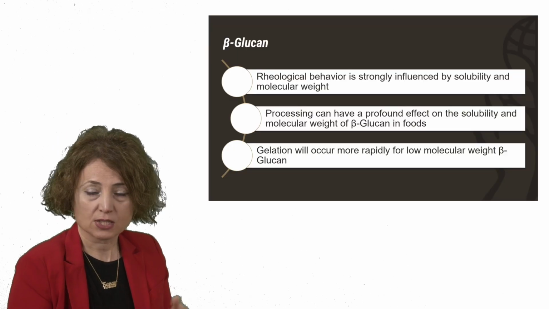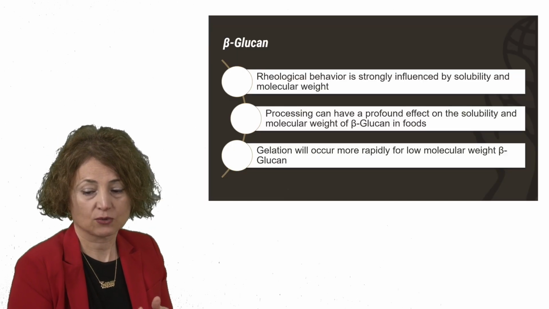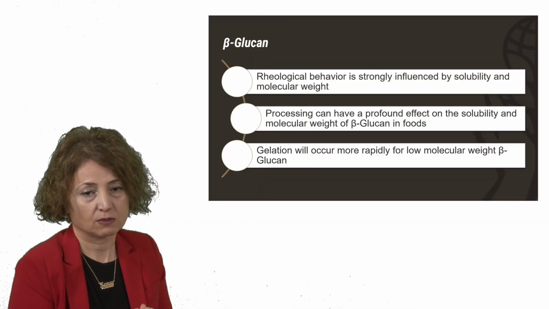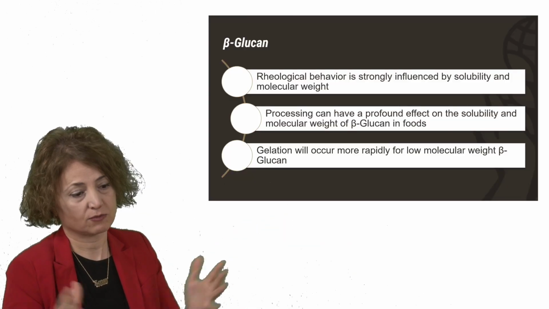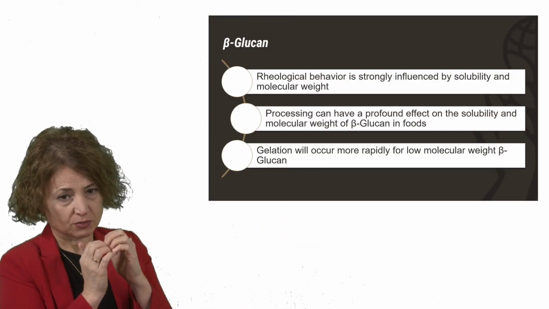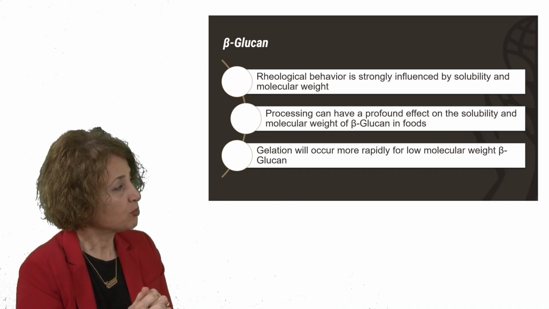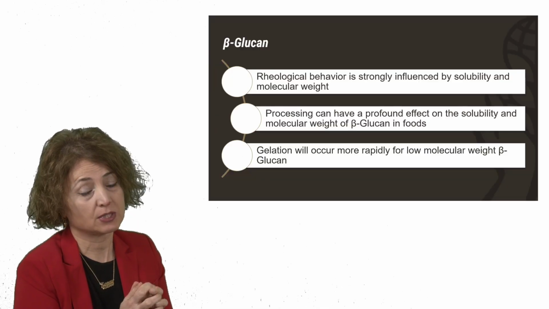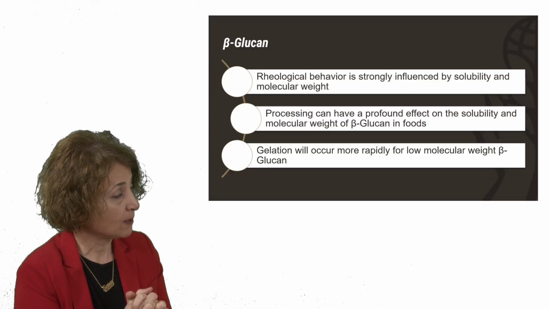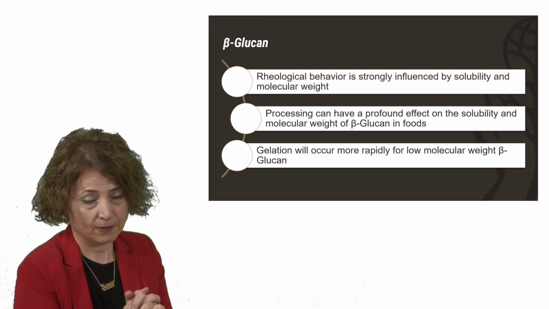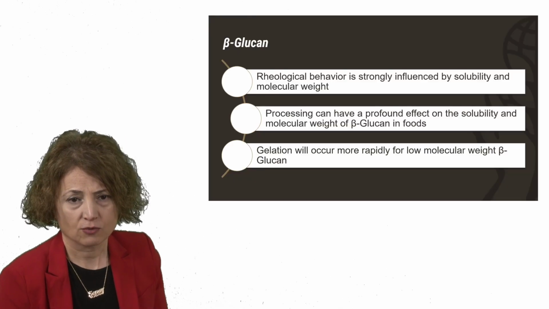How much viscosity we are going to have, and how much solubility we are going to detect for beta-glucan, is going to be controlled by the size of the molecule, and also by how much of that 3 linkage we have. And the processing conditions will have a very profound effect on the solubility of the beta-glucan. There is also some gel formation with beta-glucan. You will hear gel for starch.